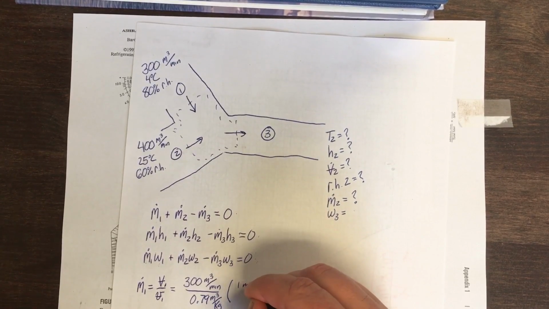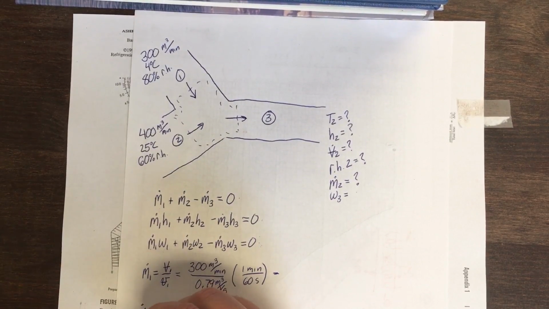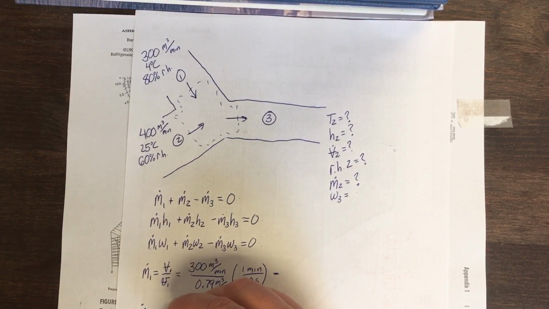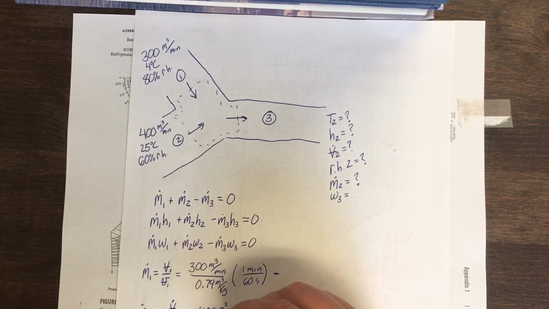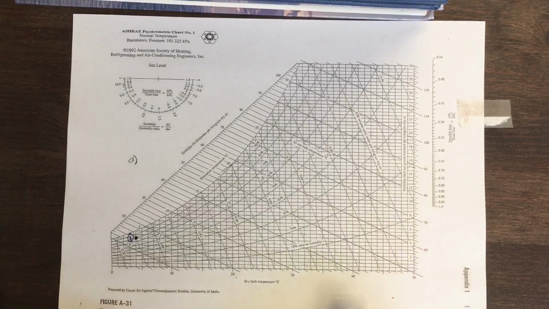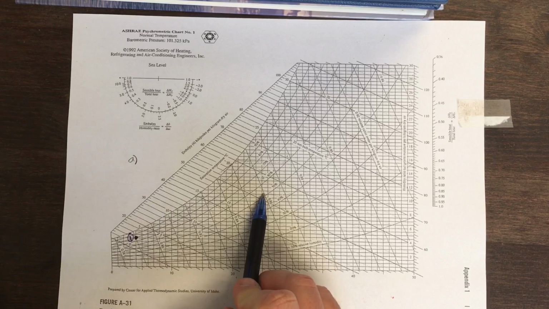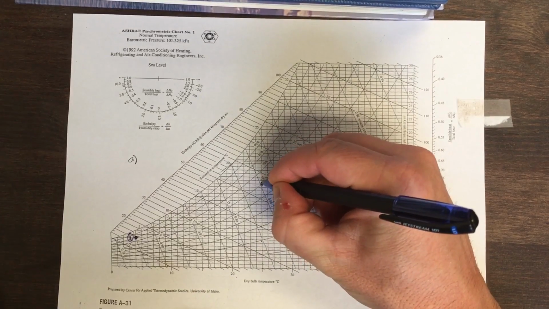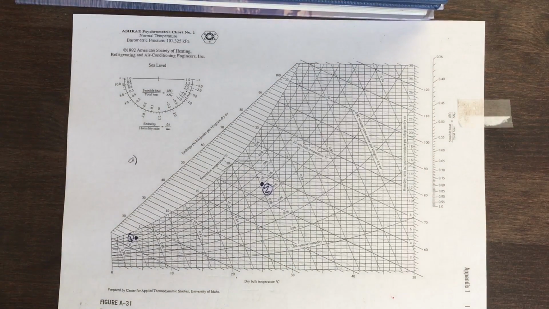And then 1 minute, 60 seconds. All right, mass flow rate 2 is volume flow rate 2 over specific volume 2. We have a little bit more volume flow anyway at 2, divided by, let's see, state 2, 25 degrees, 60% relative humidity, 10, 20, 30, 40, 50, 60. So there is point 2.